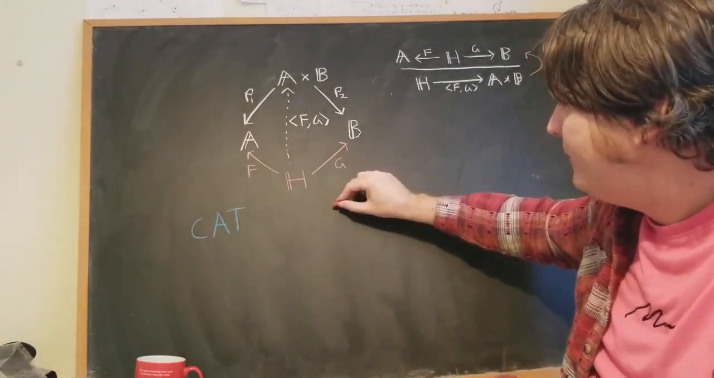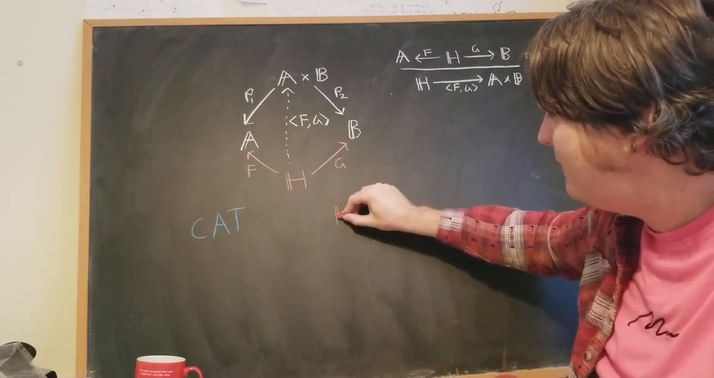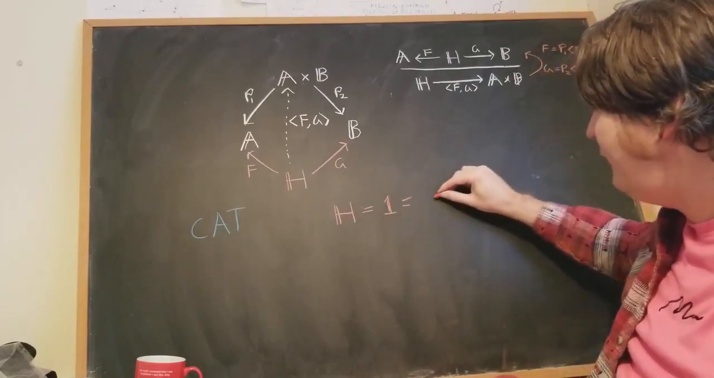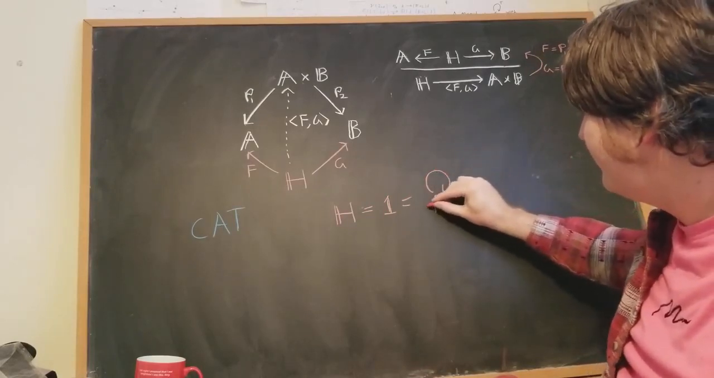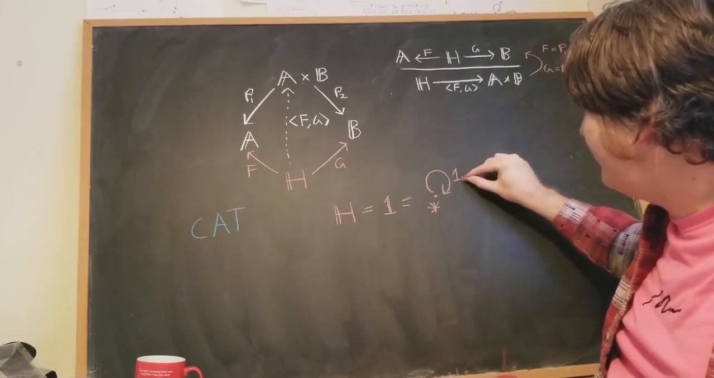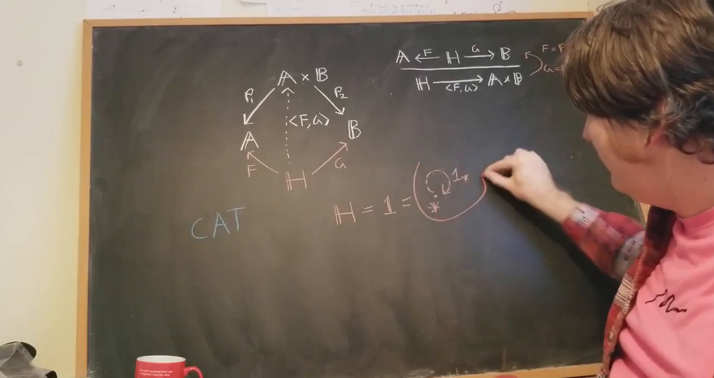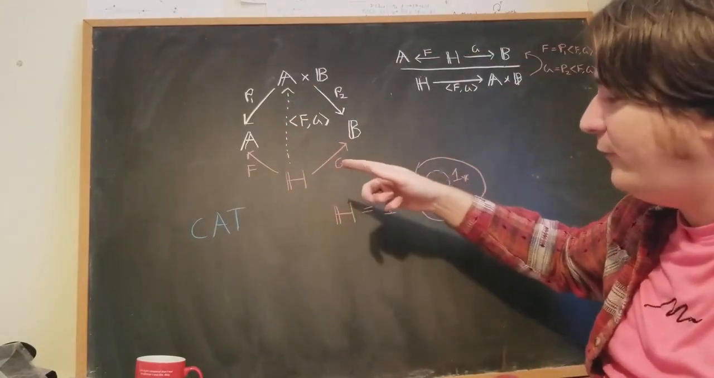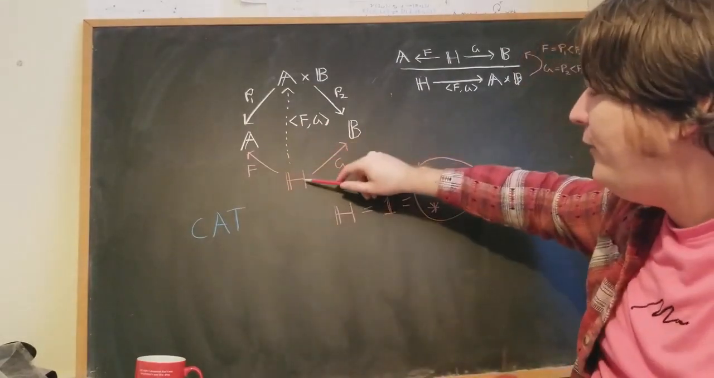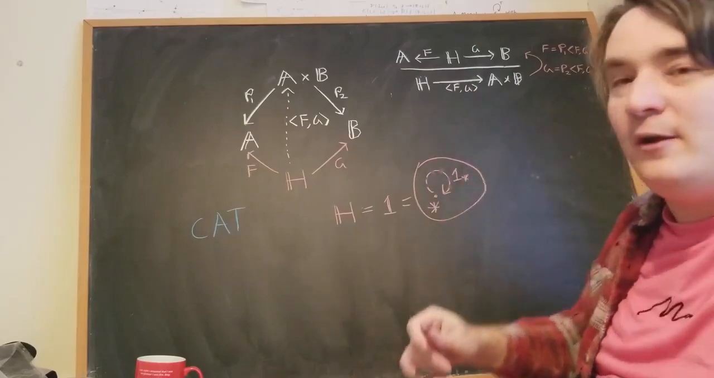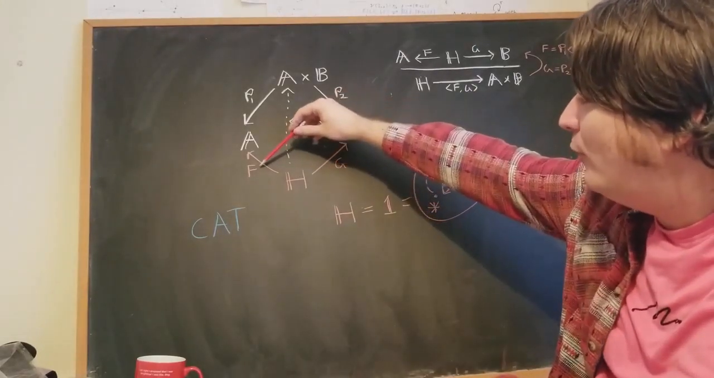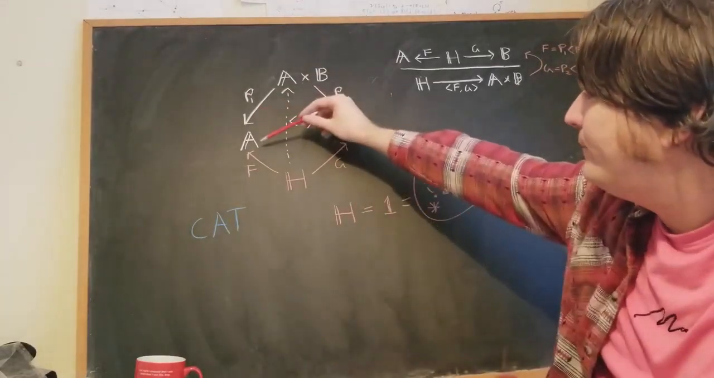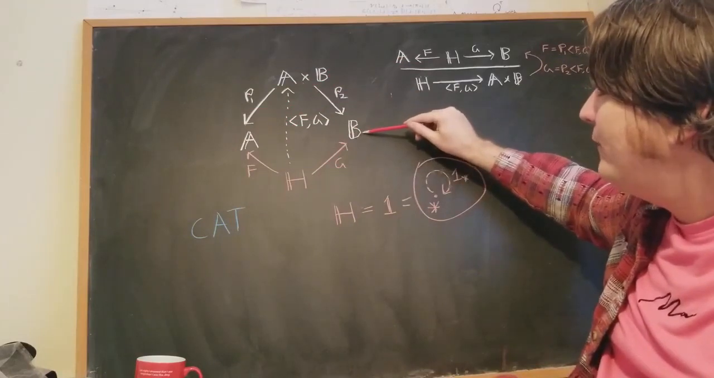So firstly, let's consider the case where H is equal to 1. Remember, that's this category. That looks like this, okay? So let's now think about this situation. If this is the single object, single arrow category, then what's a functor F from this H to A? Well, that's an object of A. And what's this G? Well, that corresponds to an object of B.